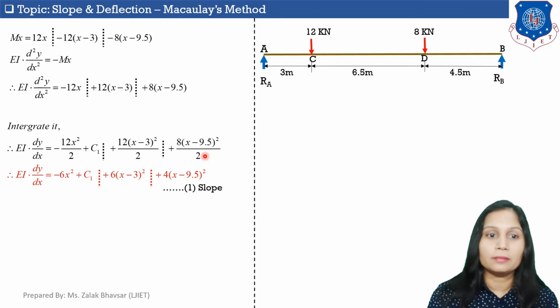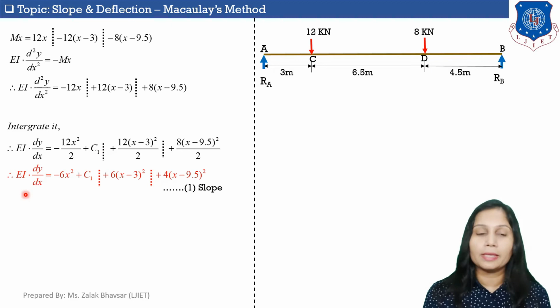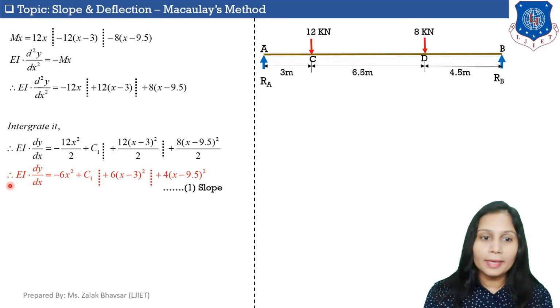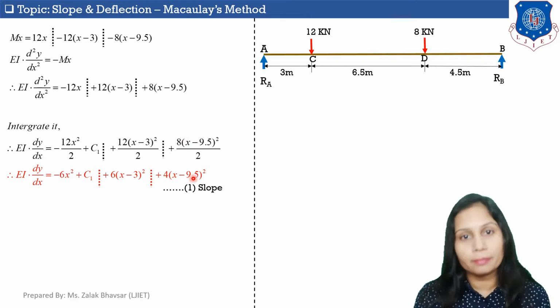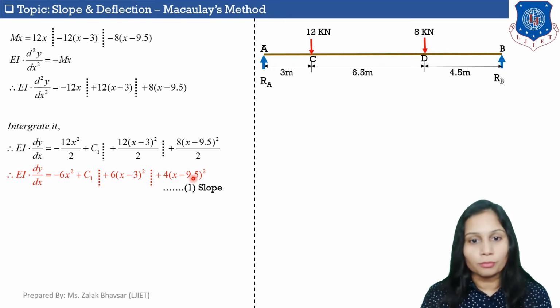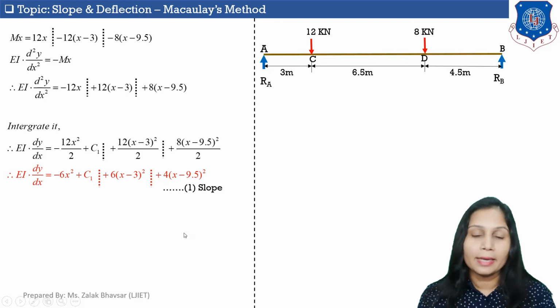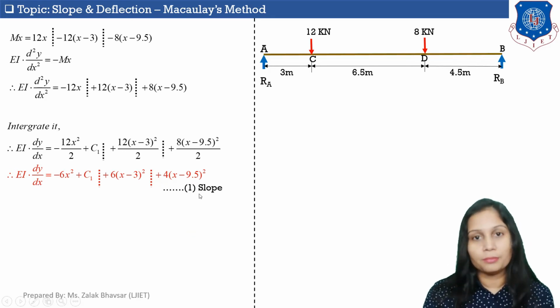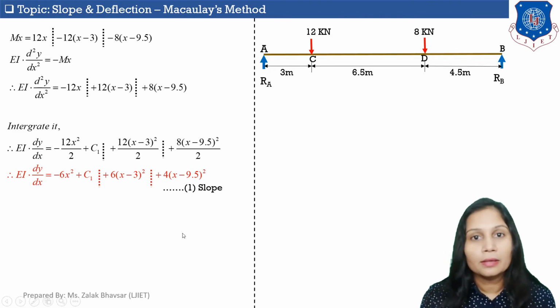Now if I simplify this integrated equation, then I will get the final equation as EI dy/dx = -6x² + C1 + 6(x - 3)² + 4(x - 9.5)², where 12 by 2 is 6 and 8 by 2 is 4. So this is the equation we will use to calculate slope. Now let's integrate equation number 1, which is used for the slope.